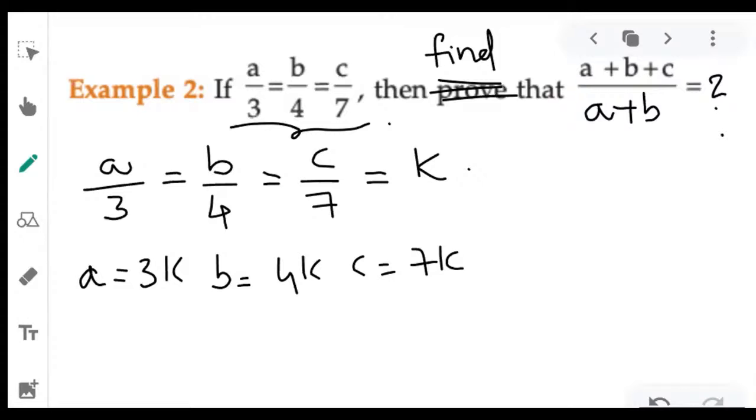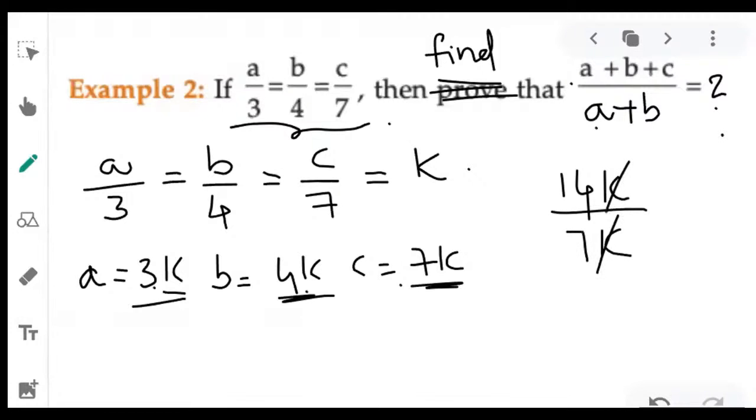So tell me, what will happen here? A plus B plus C is equal to 3K plus 4K plus 7K. How much is that? 3 plus 4 is 7, 7 plus 7 is 14K. By A plus B is 7K. So K and K can cancel anyway. Yeah. So this is also equal to 2. Right? Super.